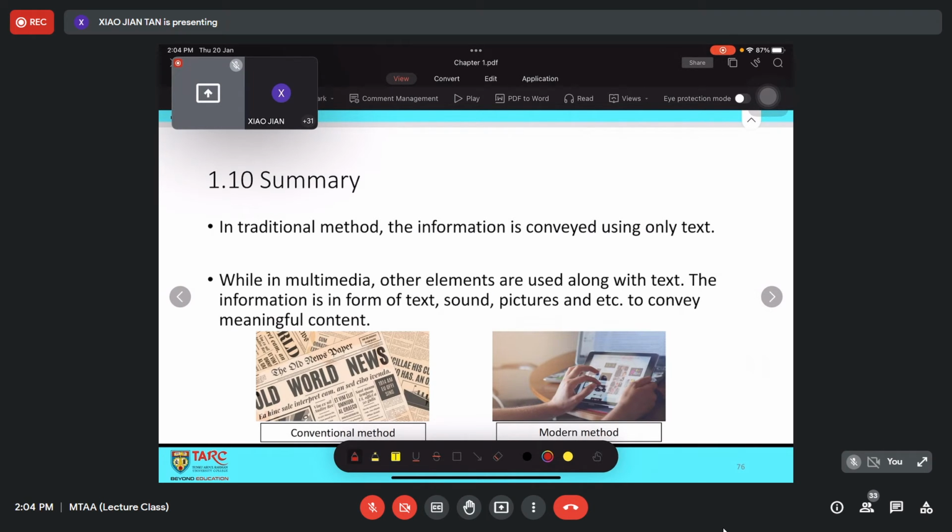Classifications of media, you have two types. The first one, linear and non-linear. The second one, discrete and continuous. So either you can call it discrete, or you can call it static or time independent. And for continuous, you can call it dynamic, or time dependent. Vice versa, it's okay.